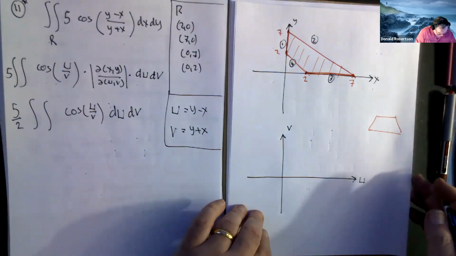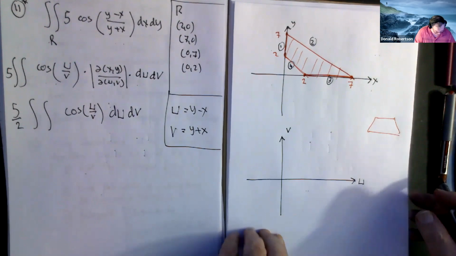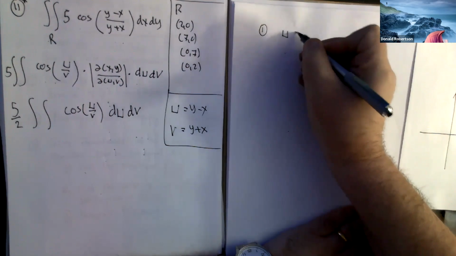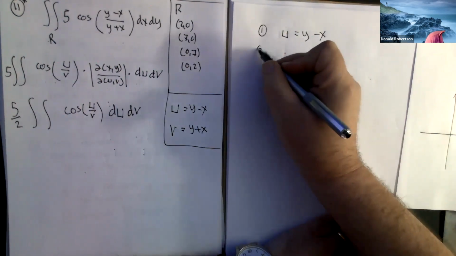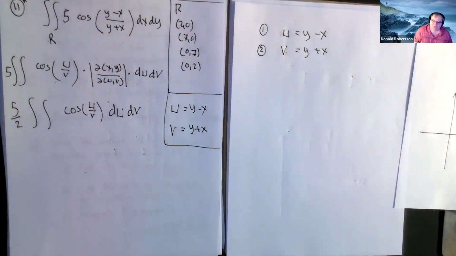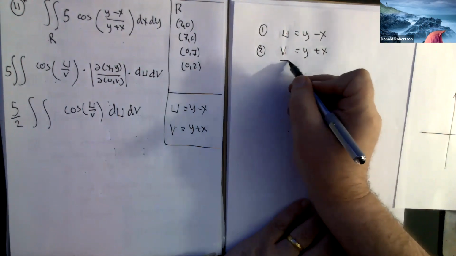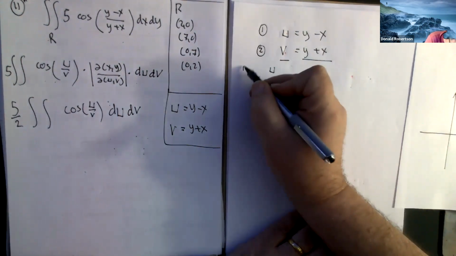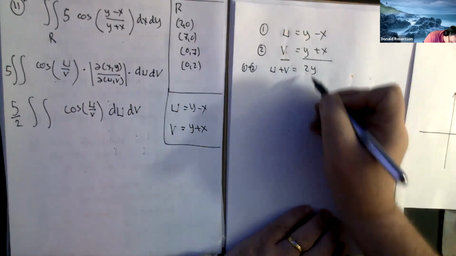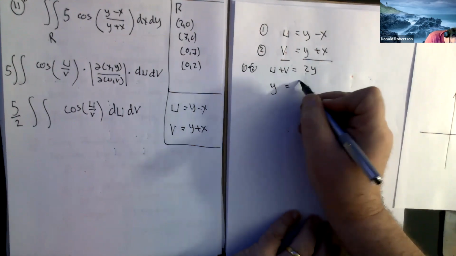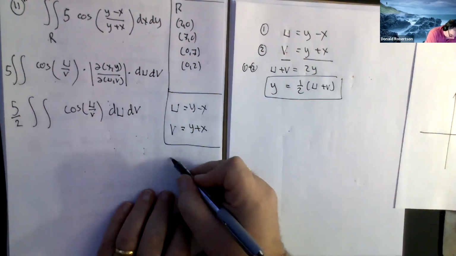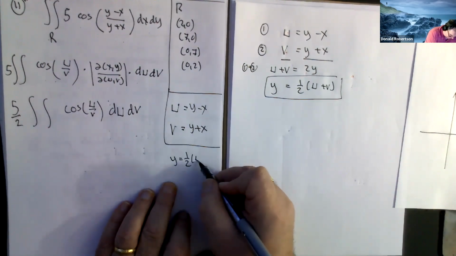So I am going to have to take this and see if I can do some algebra on them. So u is y take away x, I'll call that equation 1, and v equals y plus x, and I'm going to call that equation 2. Now, if I add these 2 equations together, equation 1 add equation 2, I get u plus v equals 2y, and that tells me that y equals 1/2 of u plus v. So I now know what y is. It's 1/2 of u plus v.